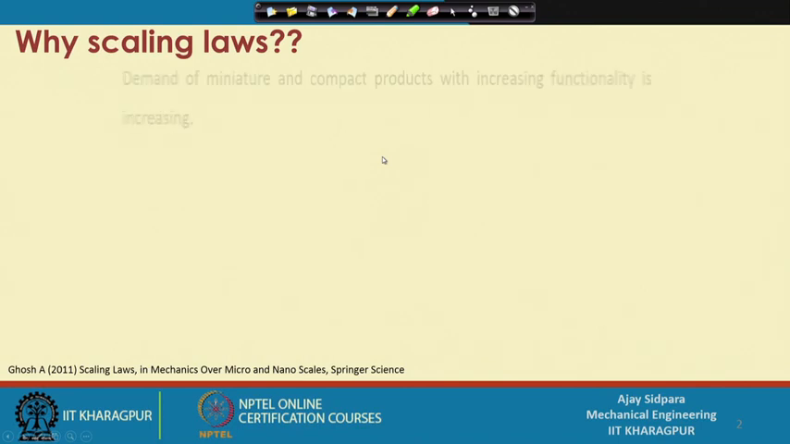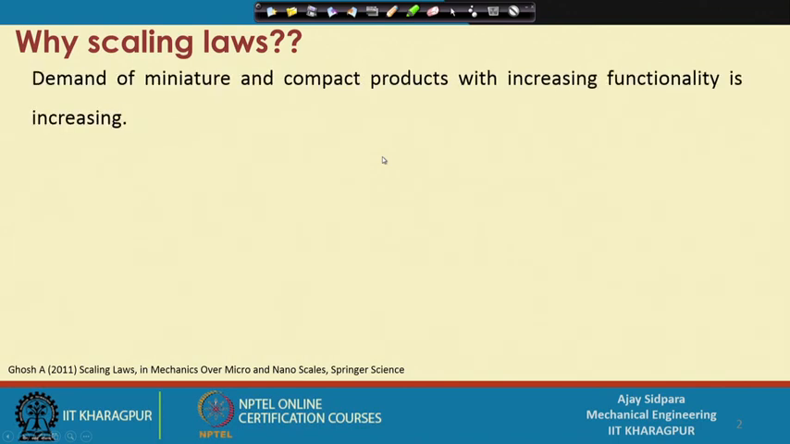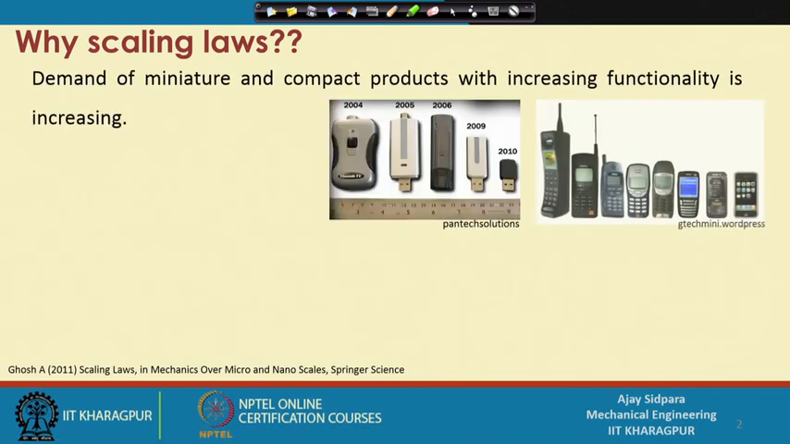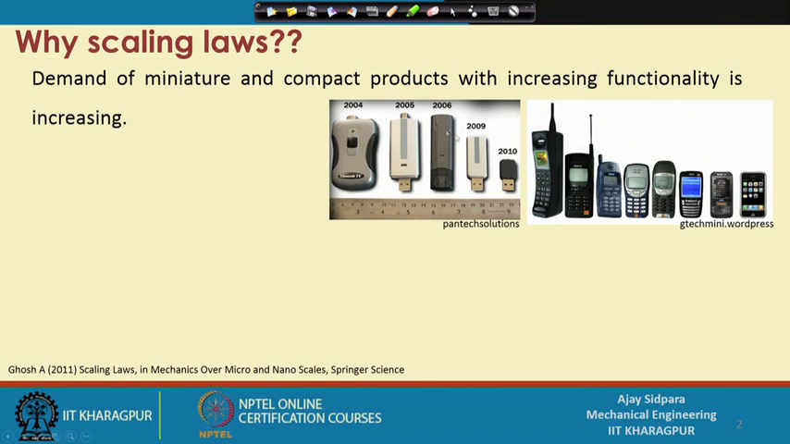So, why is scaling law required? Now, see that there are many components. There are two examples we have given. One is the memory storage, that means if you see long time before, the size of the pen drive was very large, and now if you see at this particular location, what was the problem here, this large size and small storage, not small, but let us write the less storage.